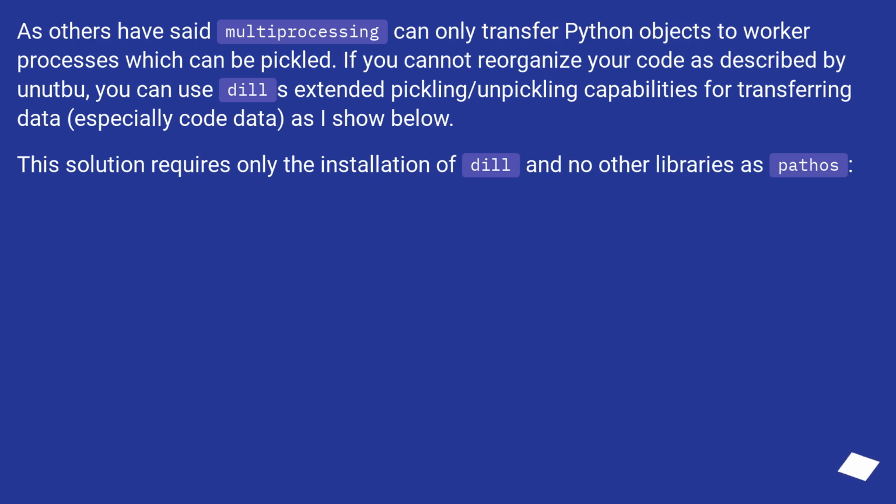As others have said, multiprocessing can only transfer Python objects to worker processes which can be pickled. If you cannot reorganize your code as described by unutbu, you can use dill's extended pickling/unpickling capabilities for transferring data, especially code data, as I show below. This solution requires only the installation of dill and no other libraries such as pathos.